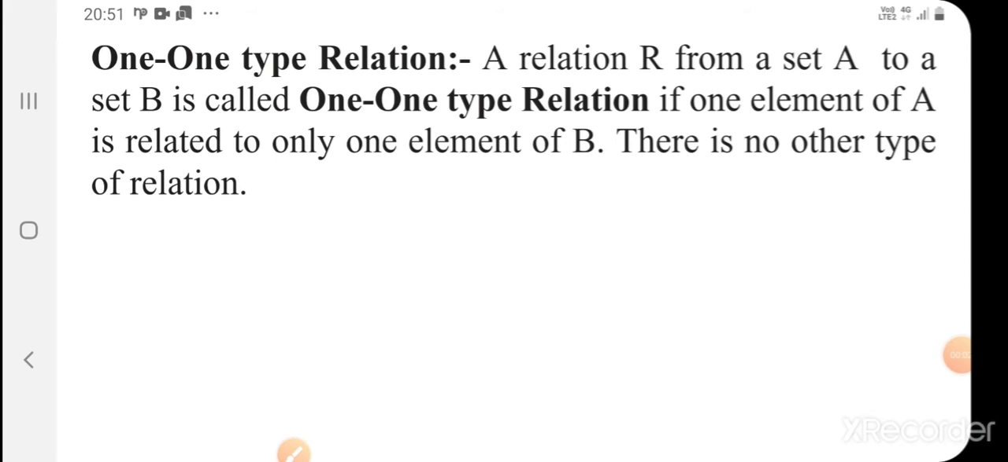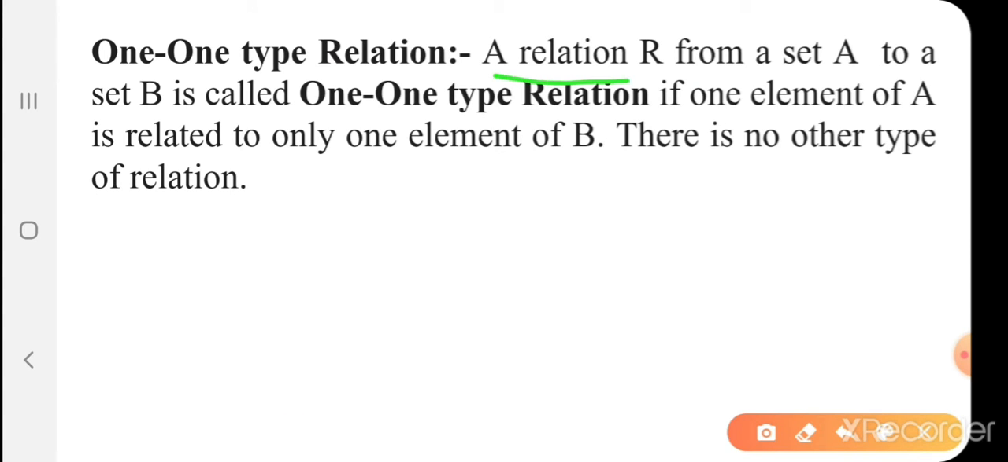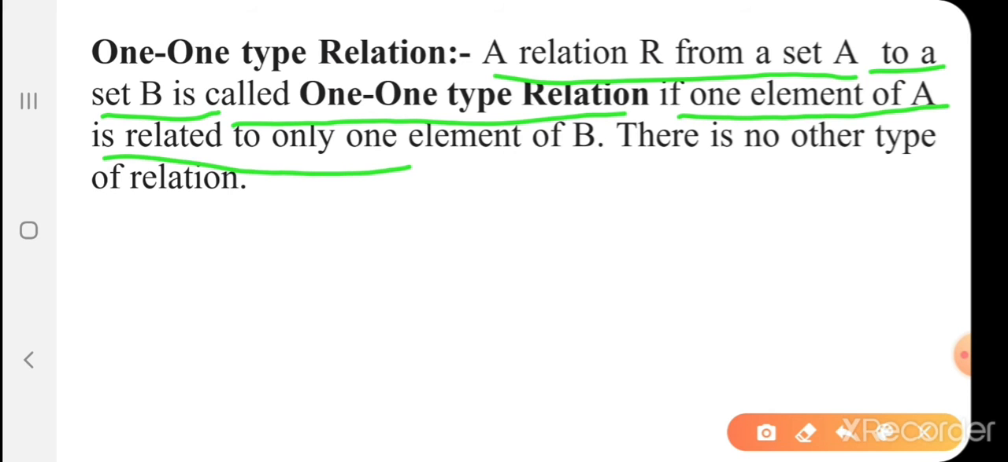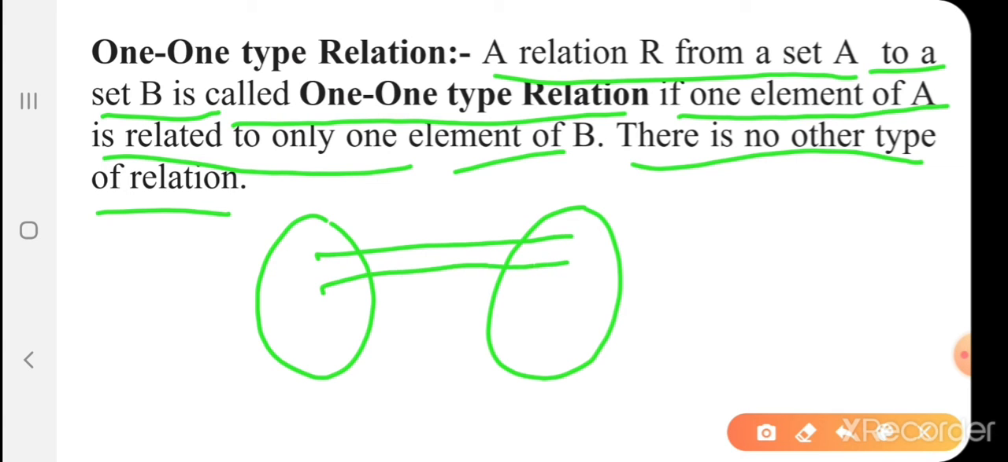Next we discuss one type of relation. A relation from set A to set B is called a one type relation if each element of A is related to only one element of B, and there is no other type of relation. So this is set A, this is another set, set B. This element is related with this element, this with this, and this with this. So this is called the one type relation.